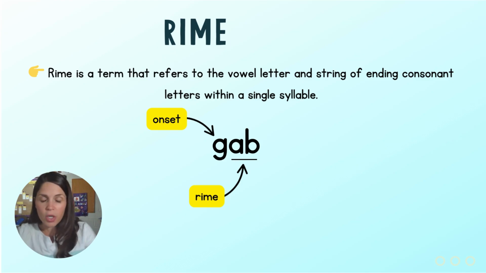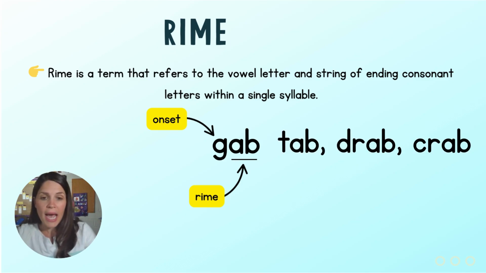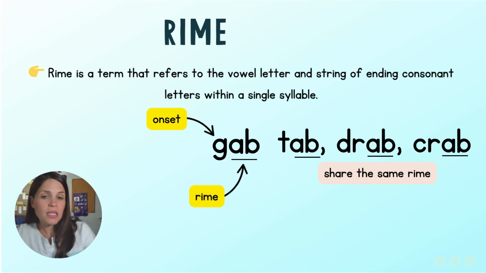Let's look at some other examples, like in the word tab, drab, or crab. Can you identify the rime in those words? They also are the AB, right? Now, if you listen to these words, gab, tab, drab, crab, these are actually considered rhyming words, okay? So they are rhyming words, but they happen to share the same rime or strand of letters from the vowel to the ending consonants.